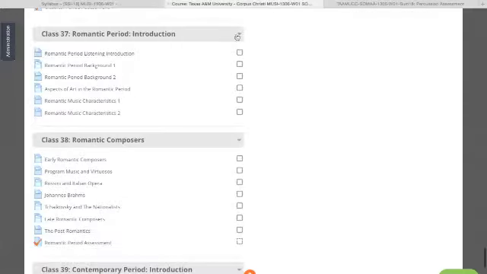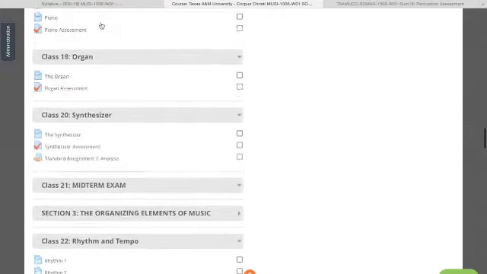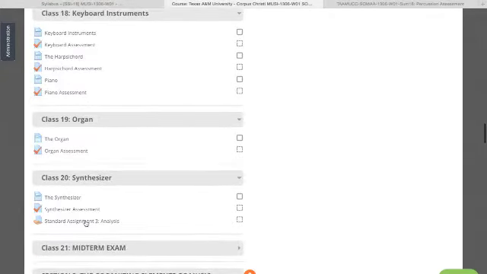If I go here, this is the textbook. What I mean by that is, here is assignment 3. Make sure you do all 20 classes before you do assignment 3.